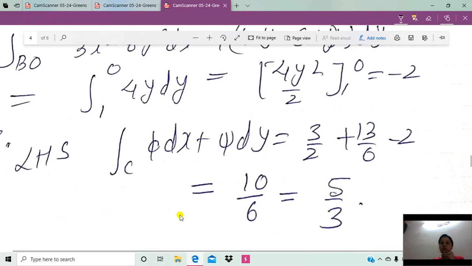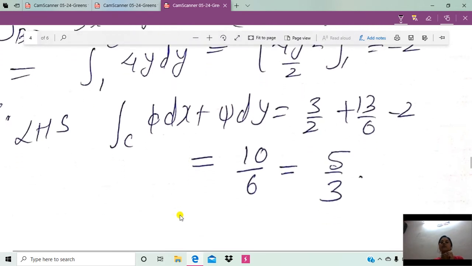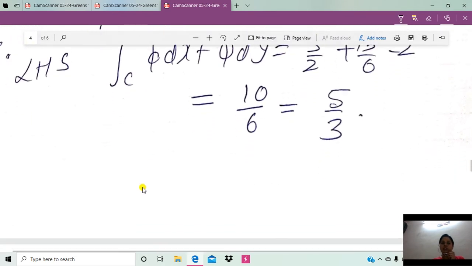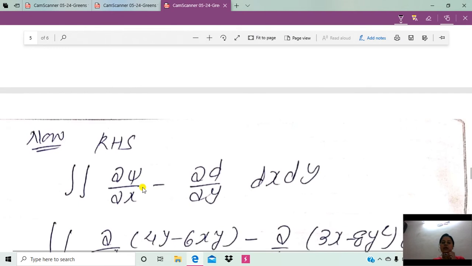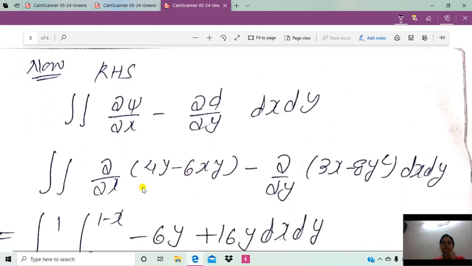Now since according to Green's theorem, it must be equal to double integration of del psi by del x minus del phi by del y, over the surface S, which is bounded by the given curves. So we have to now evaluate del psi by del x minus del phi by del y over the surface S, which will be bounded by the given curves. So it will be del by del x of psi, and the value of psi is 4y minus 6xy, minus del by del y of phi, and the value of phi is 3x minus 8y square, dx dy.